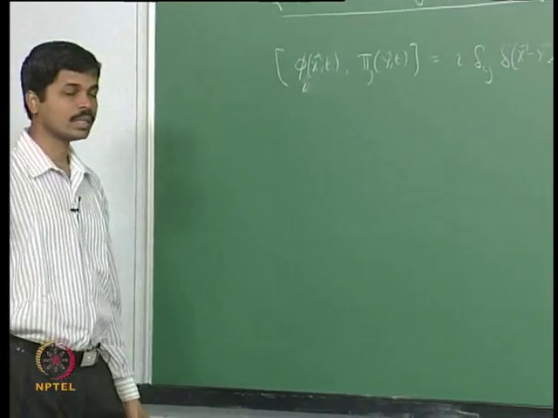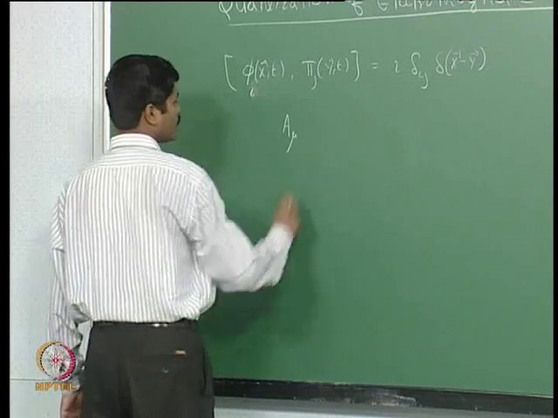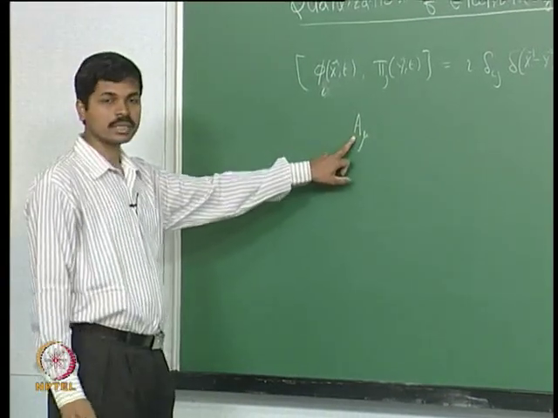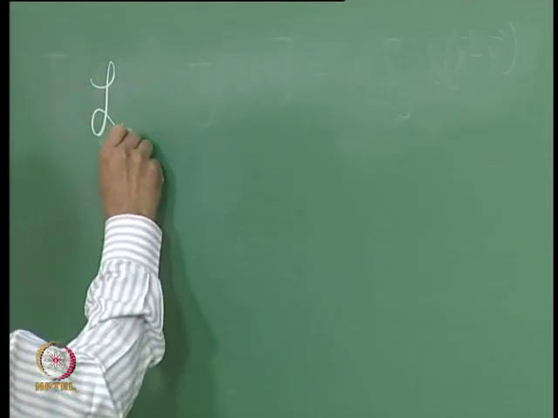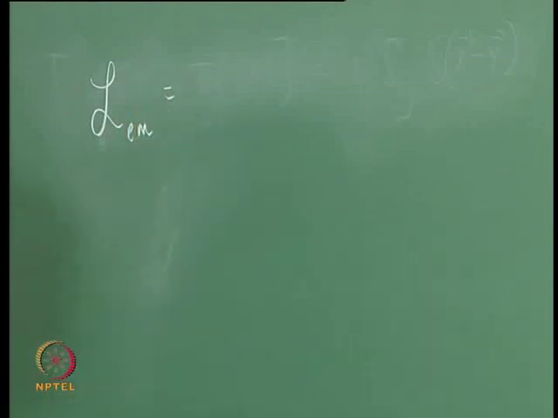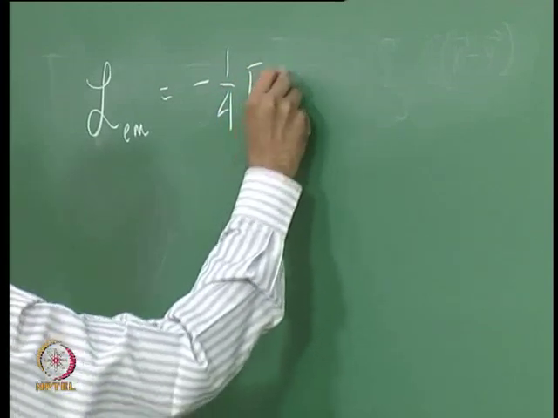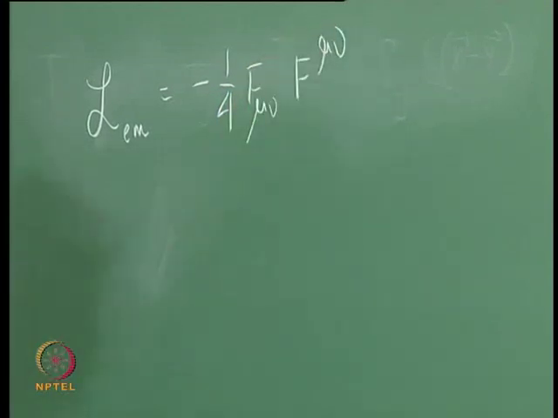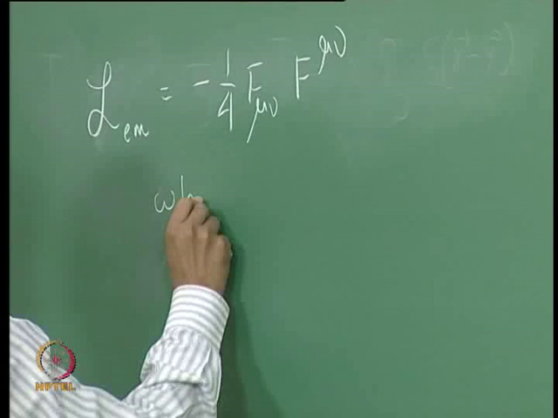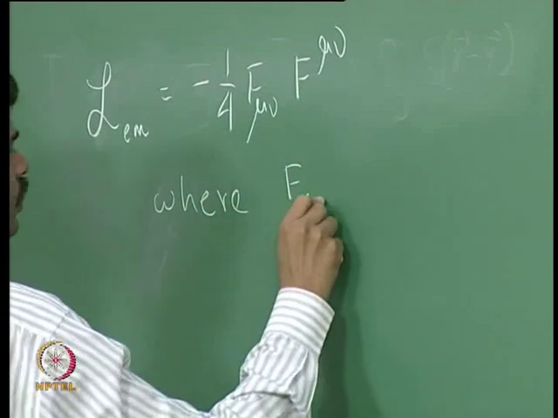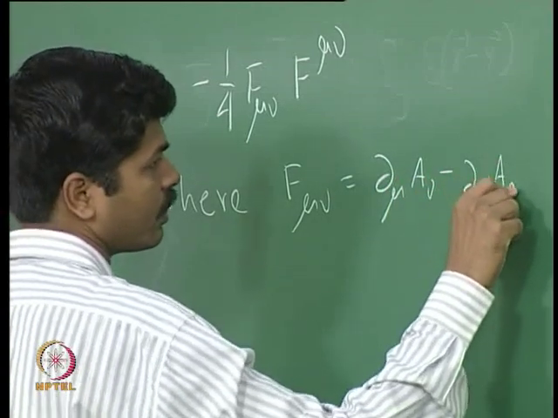Now, we have the electromagnetic field, which I will denote as A mu. The Lagrangian density which governs the dynamics of this field is given by L electromagnetic equals minus 1/4 F mu nu F mu nu, where F mu nu equals del mu A nu minus del nu A mu.